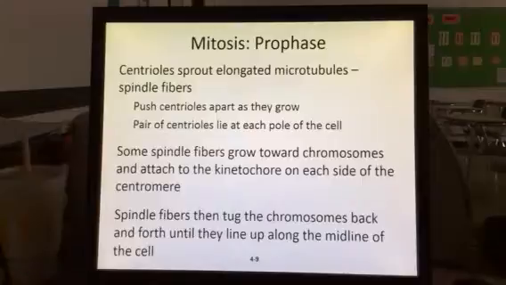Also what happens during prophase, you won't be able to see this, but the centrioles start forming the spindle fibers. You won't be able to see this during prophase, but you will be able to see it later. Spindle fibers grow towards the chromosomes during mitosis, especially in prophase. The spindle fibers are important because they're going to basically guide the chromosomes where they need to go during mitosis.